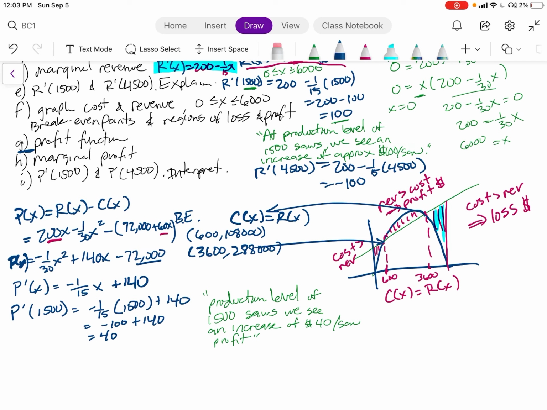Now when we go to 4,500, we should see a loss. Negative 1/15 times 4,500 plus 140. So that's negative 300 plus 140. So negative 160, I'm going to put units there because I'm not going to rewrite it. So we get a loss, right? We're losing about $160 per saw if we are producing 4,500. That's pretty significant.